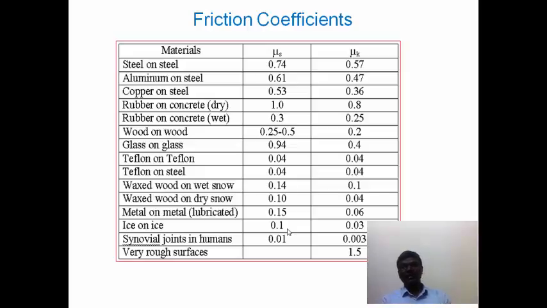So that's the reason why this skidding happened: because of low friction. Teflon is the lowest among the materials, about 0.04. But overall, if you look at the static and the kinetic friction, the static friction is always higher than the kinetic friction.